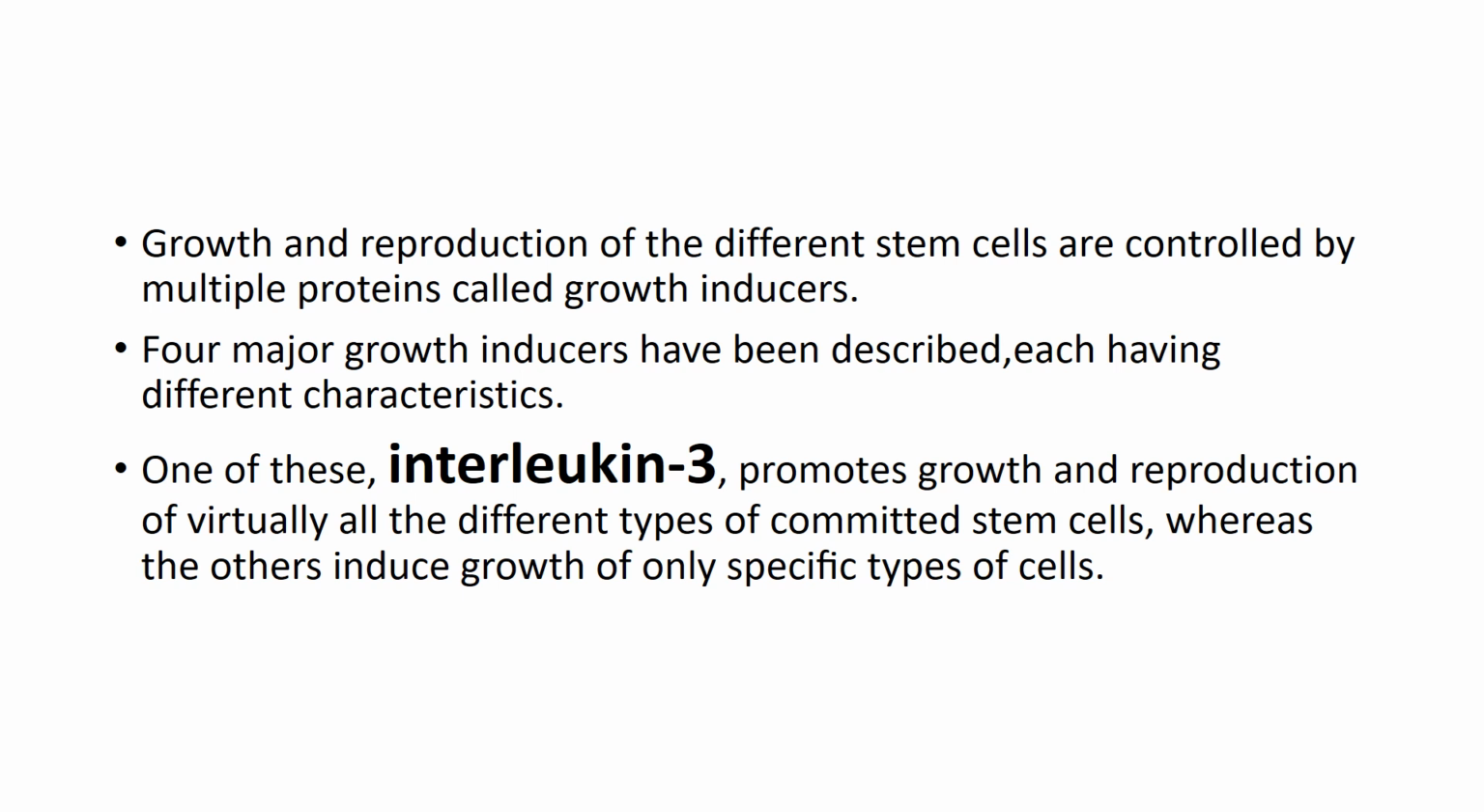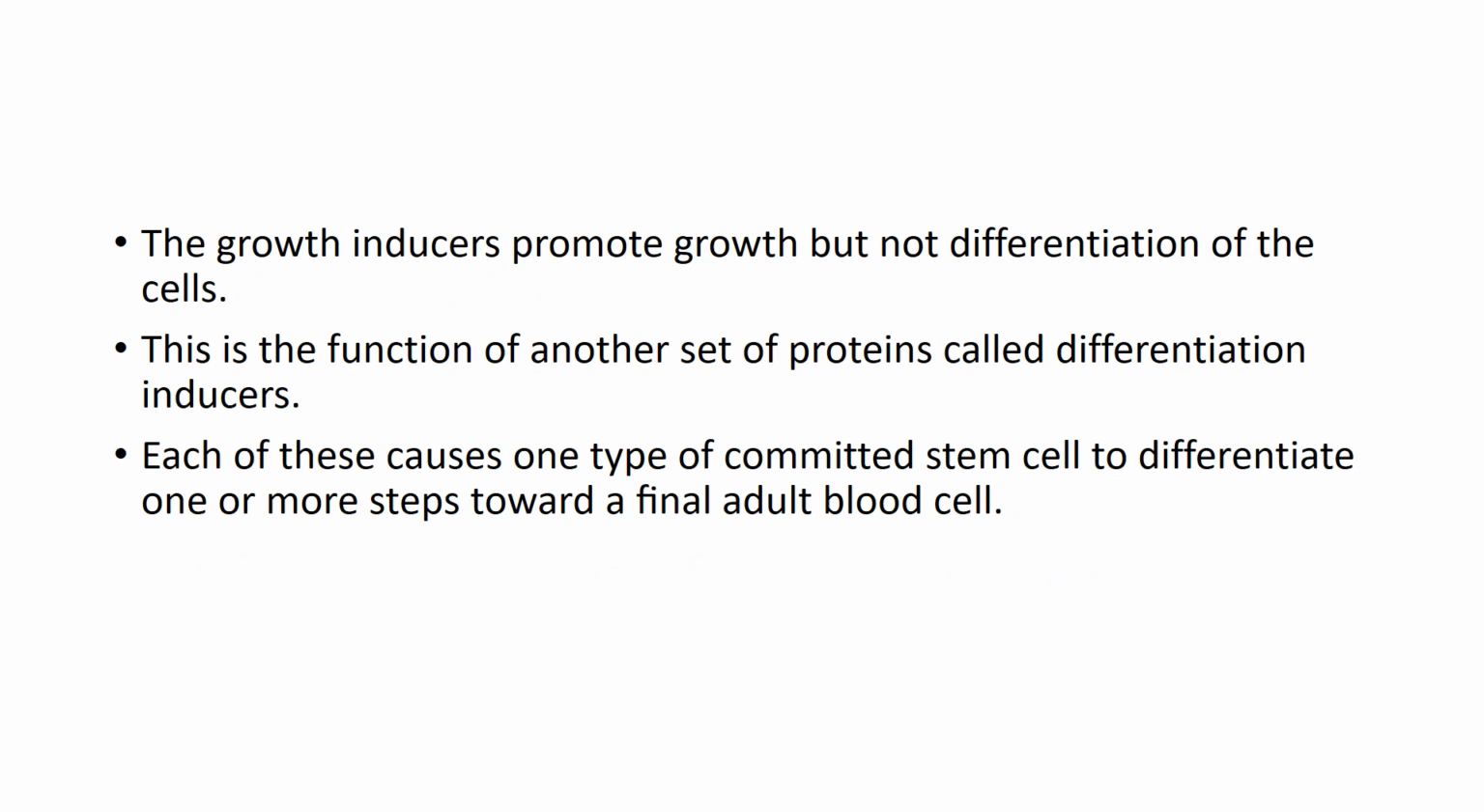Growth and reproduction of the different stem cells are controlled by multiple proteins called growth inducers. Four major growth inducers have been described, each having different characteristics. One of these, interleukin-3, promotes growth and reproduction of virtually all the different types of committed stem cells, whereas the others induce growth of only specific types of cells. The growth inducers promote growth but not differentiation of the cells.